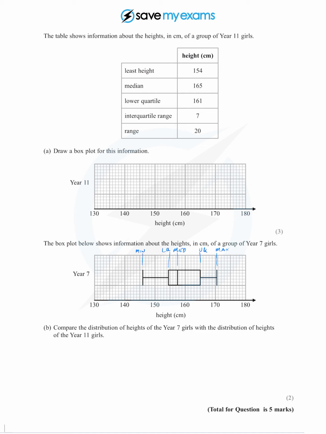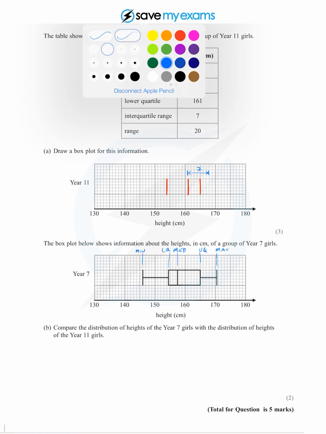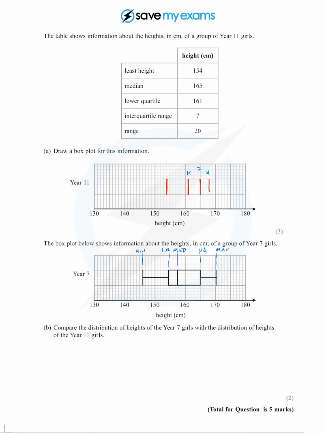So the minimum is 154, and using the scale carefully, one little square to 1, that's 154. And then the median, they tell us, is 165, so that's there. And then the lower quartile is 161, so that's there. And then they tell us about the interquartile range, which is, of course, the distance between the quartiles. So let's draw a line which is 7 long here. Okay, that's 7, the interquartile range, and so the upper quartile will be at the top end of that, 7 little squares away from the lower quartile.